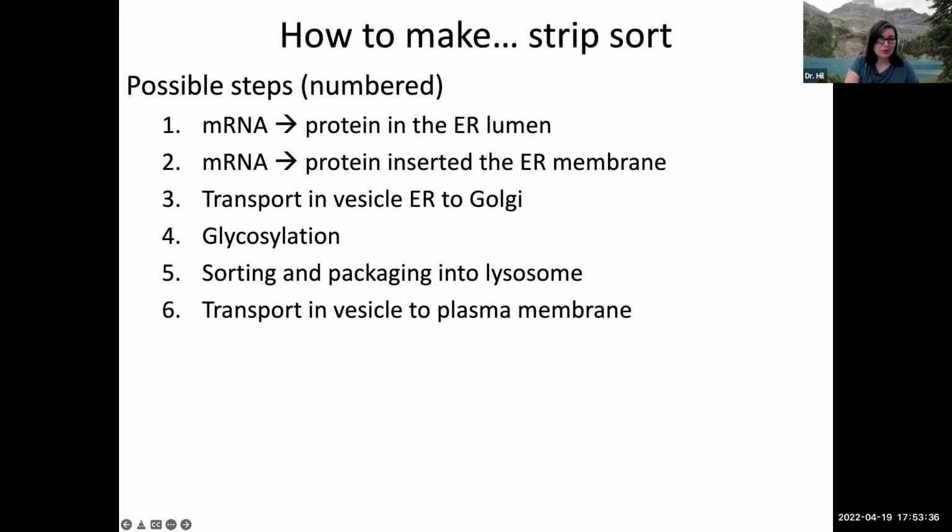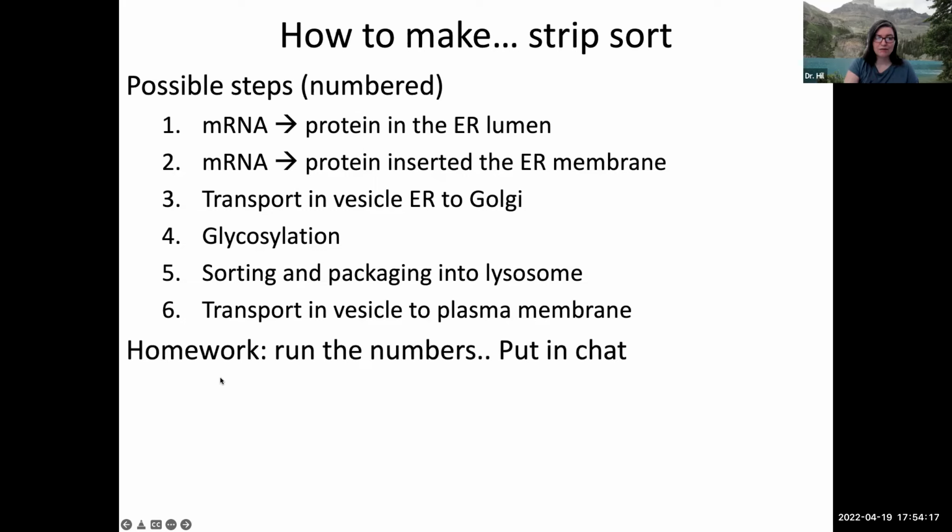Okay, so on the break, you can make sure that you go get your strip sort. This is the basic strip sort activity. There are 6 possible steps, not all of which are used in every situation, but these are 6 possible things that can happen in the endomembrane system as stuff goes from ER to Golgi to plasma membrane, or ER to Golgi to lysosome or whatever. Okay, so what you need to do for each of the different scenarios that I'm going to lay out, you need to figure out which of these steps is required in which order.